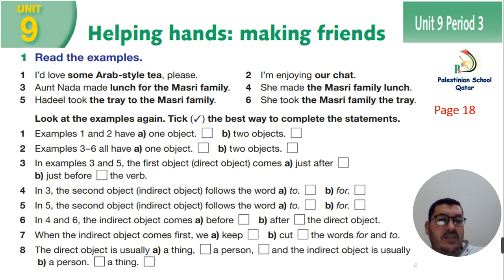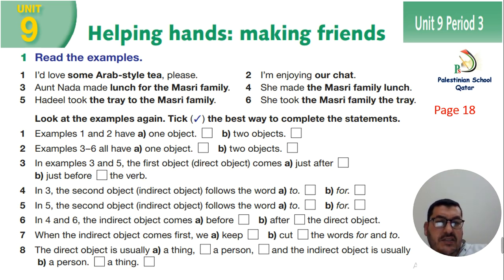She made the Masri family lunch. They put the indirect object before the direct object, lunch, after "made". Hadil, number 5: Hadil took the tray to the Masri family. Hadil took what? The tray.